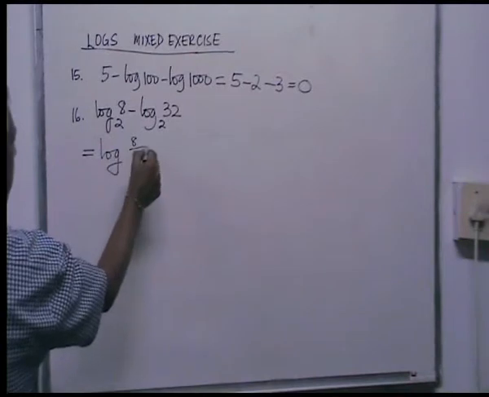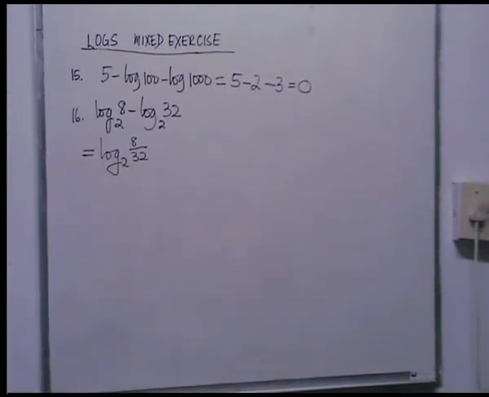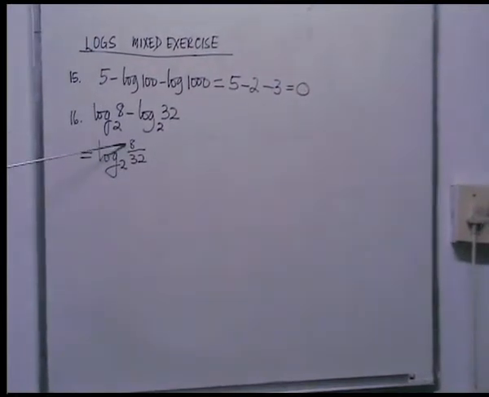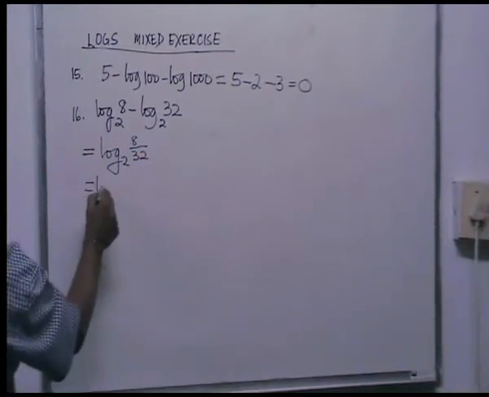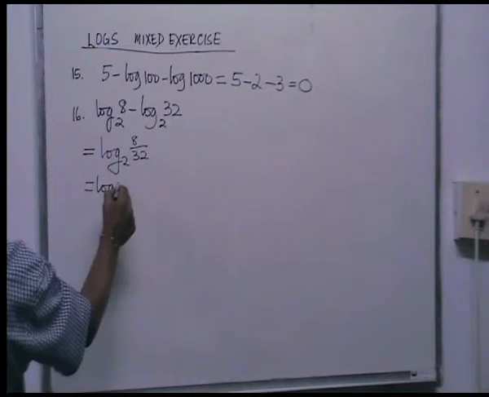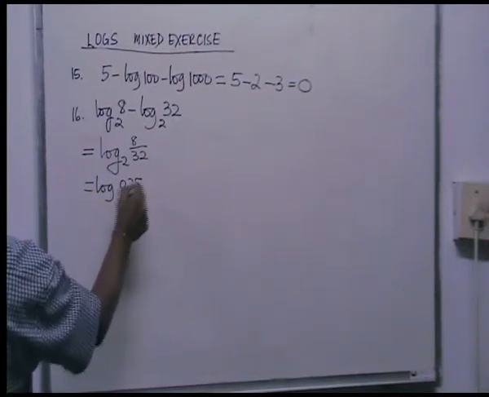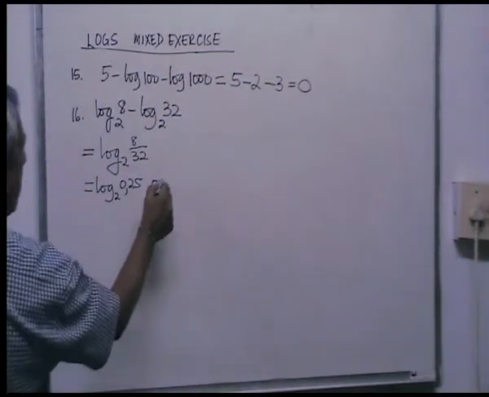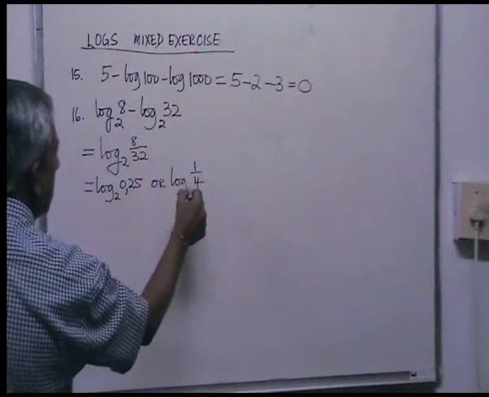So there's the 8. 8 will be divided by 32. And the base will be 2, because the first number is a numerator, the second number is a denominator. And so that will become log of 8 over 32. If you put it in the calculator, you'll get 0.25 to the base 2. Or you'll get log of a quarter to the base 2.